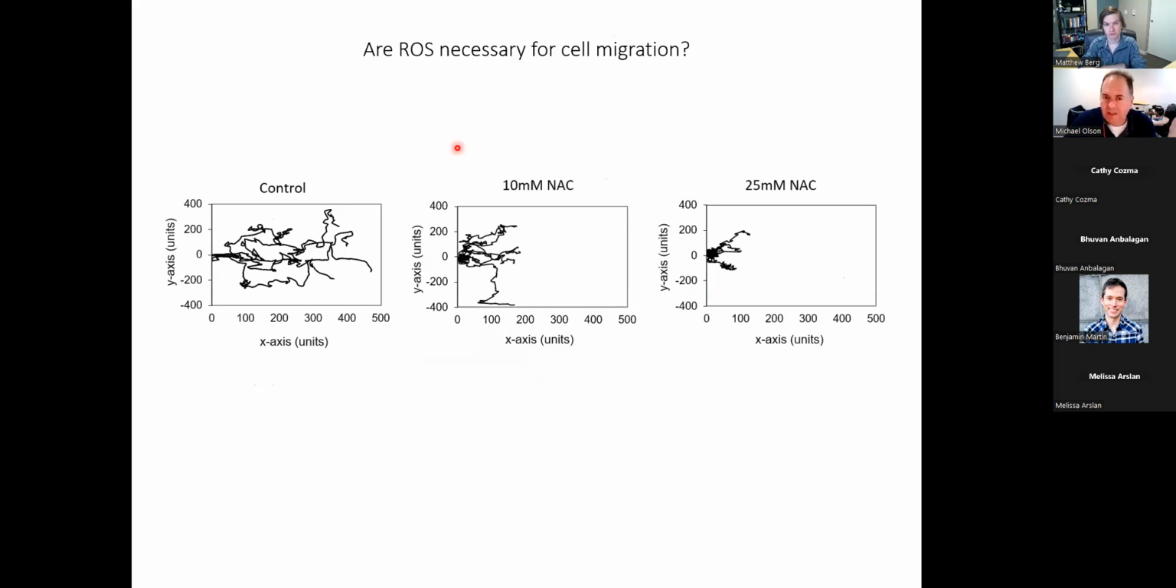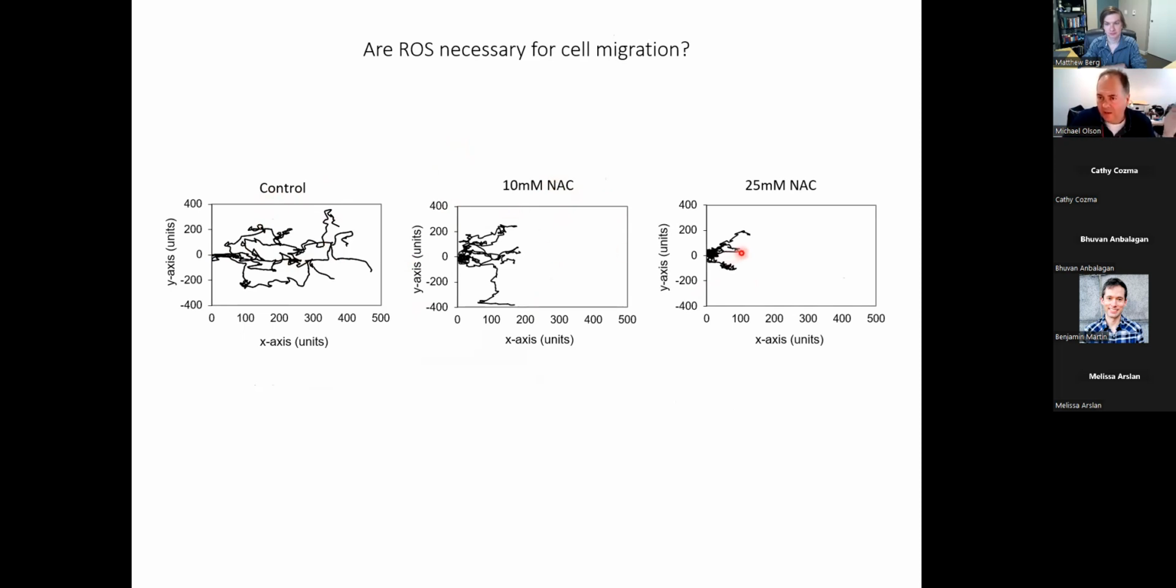So are ROS necessary for cell migration? What my student did was track the migration of individual cells in scratch wound assays, and then add different amounts of a ROS scavenger called N-acetylcysteine. It provides basically a reduced thiol that can be oxidized and scavenge any hydrogen peroxide that's being produced. And you can see there's a dose-dependent drop in the migration of the cells.